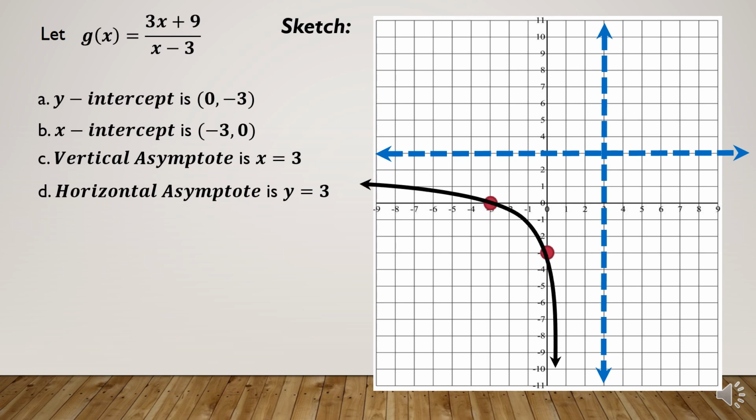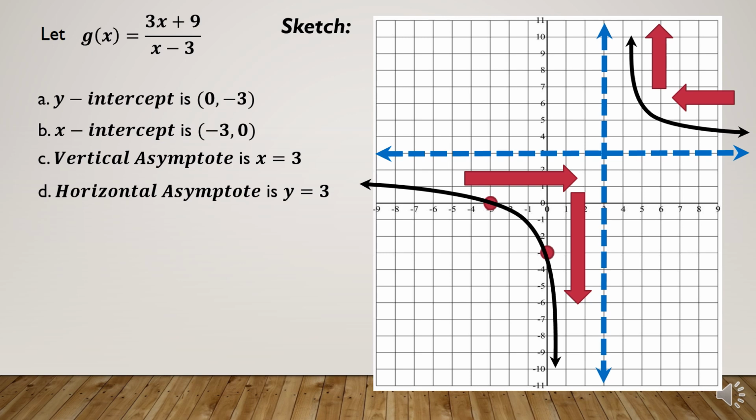You have observed that the behavior of the graph from the left side of the vertical asymptote, as the values of x are getting closer and closer to the vertical asymptote, the values of y are decreasing without bound. Therefore, the behavior of the graph from the right side of the vertical asymptote must be opposite: as the values of x are getting closer and closer to the vertical asymptote, the values of y are increasing without bound. So it looks like this. So this is now the graph of g(x) = (3x + 9)/(x - 3).